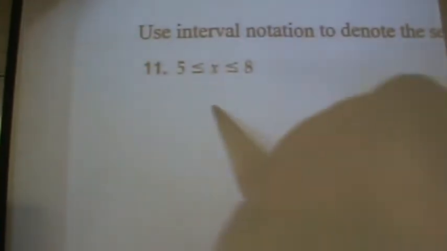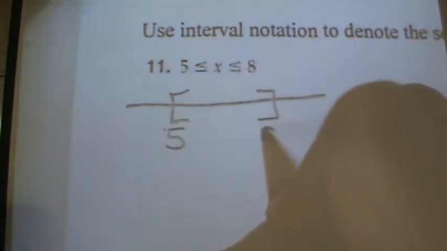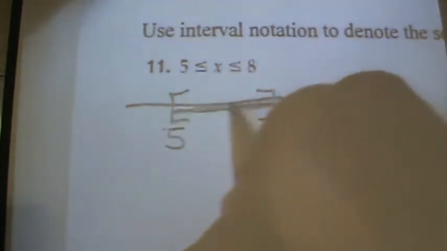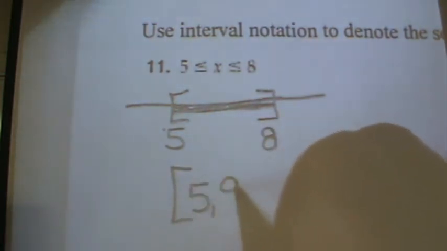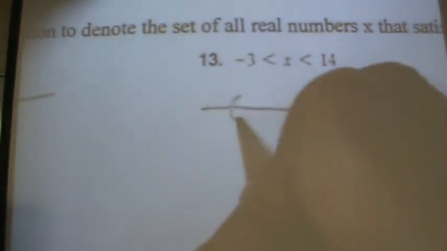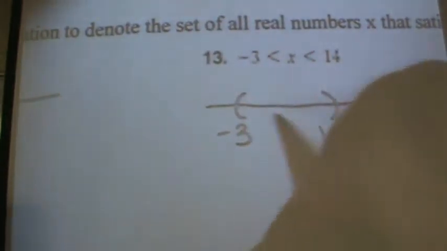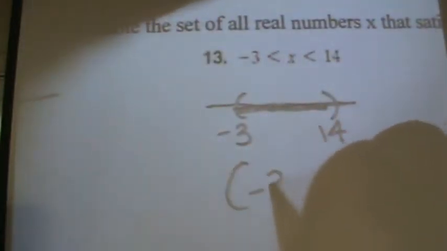Next, use interval notation to denote the set of real numbers, x, that satisfy this. So the graph of this would be a 5, an 8, and everything in between. So in interval notation, it would be 5, 8. This one, parenthesis negative 3, parenthesis 14, so negative 3, 14. And x is greater than or equal to negative 8. This would be bracket negative 8, comma, infinity.